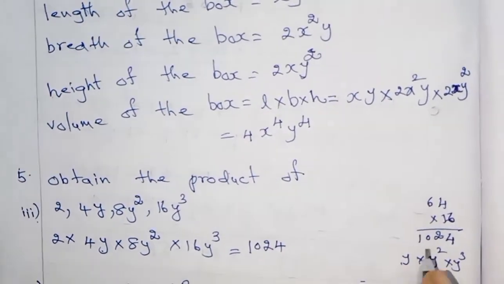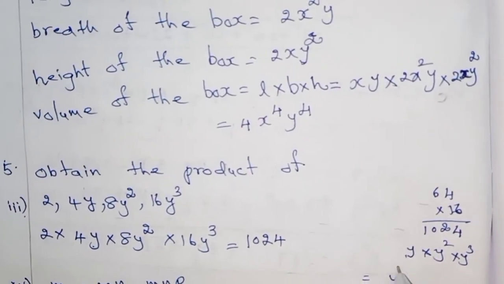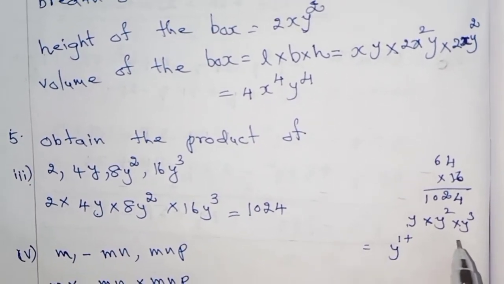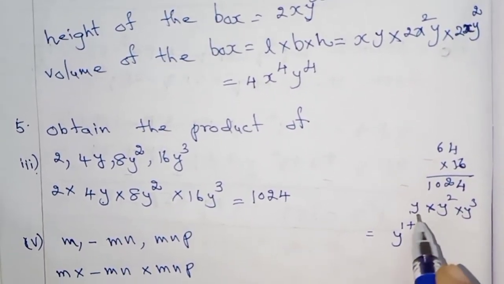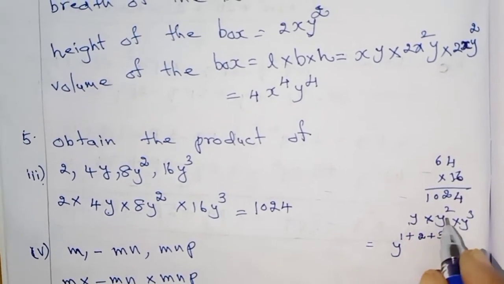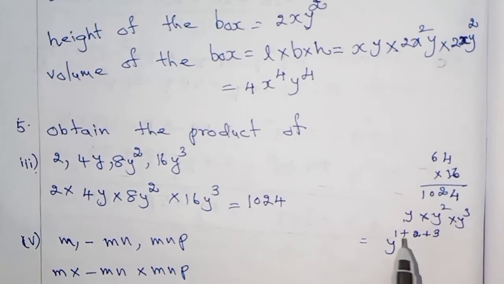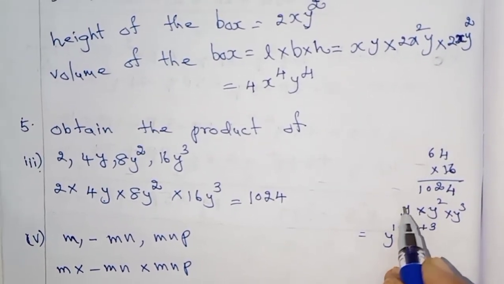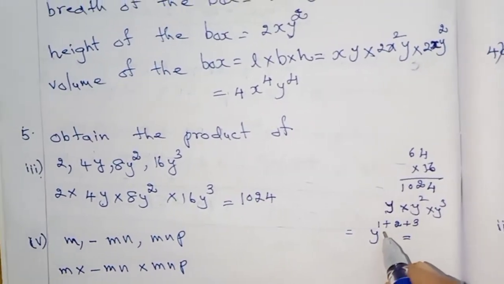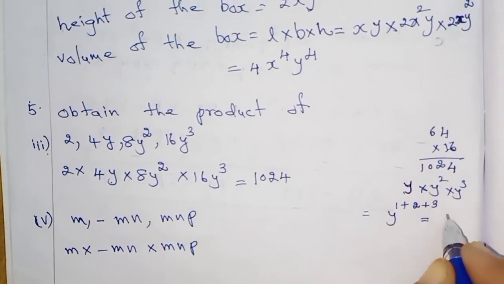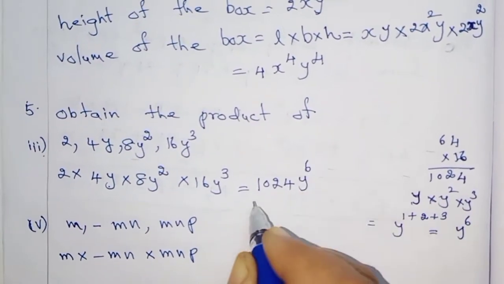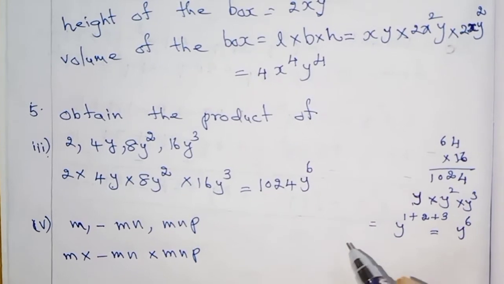Here we use the law of exponents: a to the power of m into a to the power of n is equal to a to the power of m plus n. So we add all the powers. 1 plus 2 plus 3. It is understood that 1 is present here, even though it is not mentioned. So 1 plus 2 is 3, 3 plus 3 is 6. So it is y to the power of 6. So 1024 y to the power of 6.